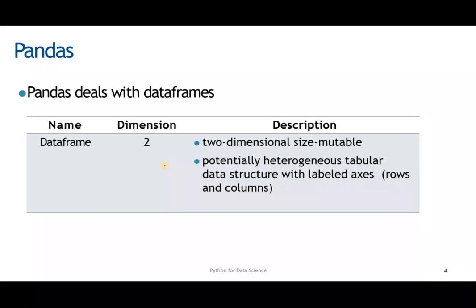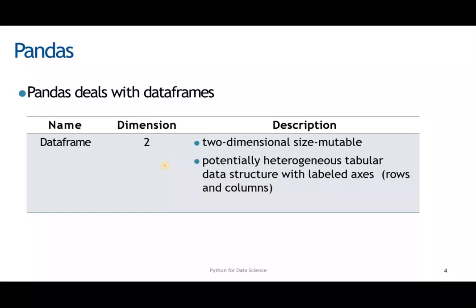Whenever we say data frame, a data frame is a collection of data in a tabular fashion, and the data will be arranged in rows and columns. Each row represents a sample or a record, and each column represents a variable. The variables are the properties that are associated with each sample.